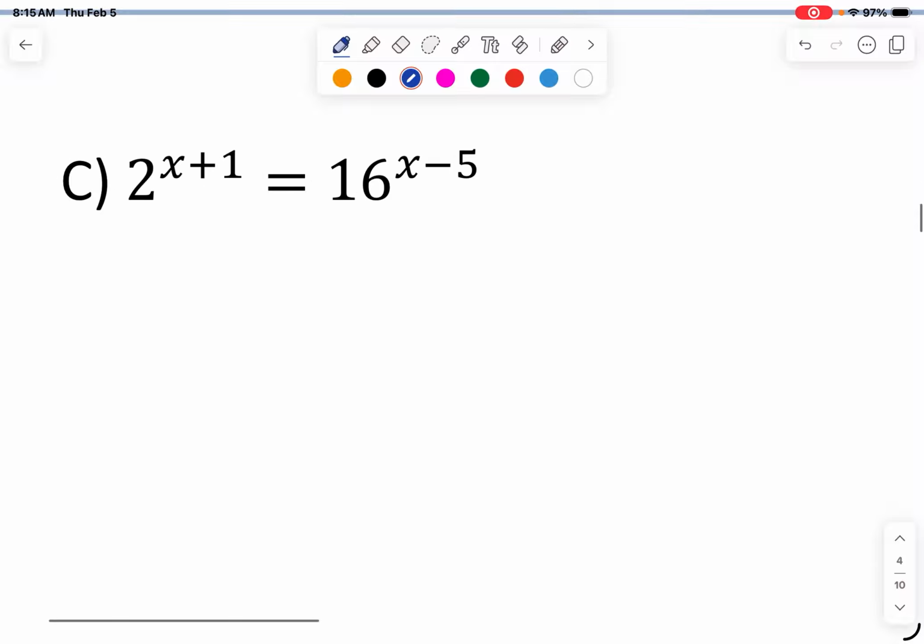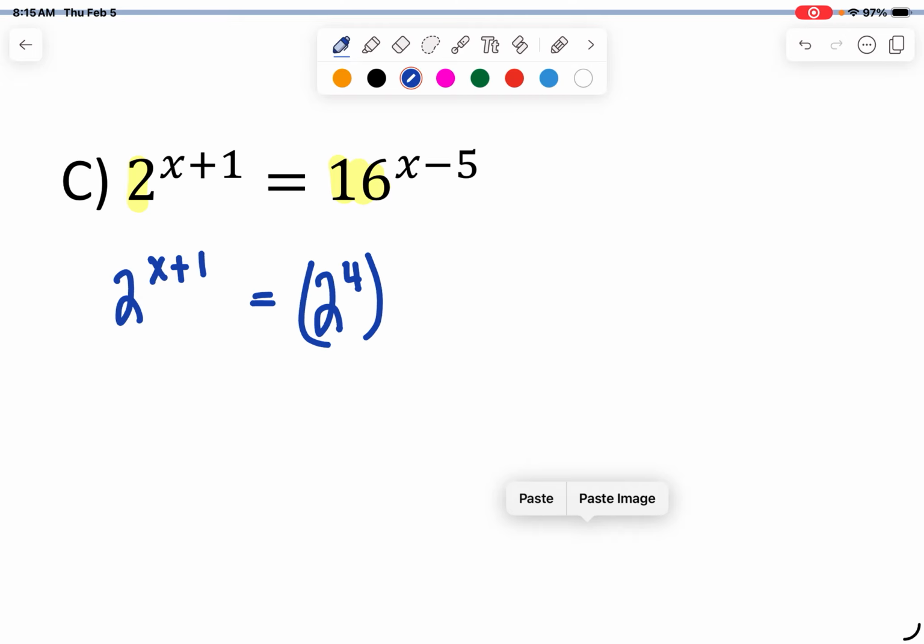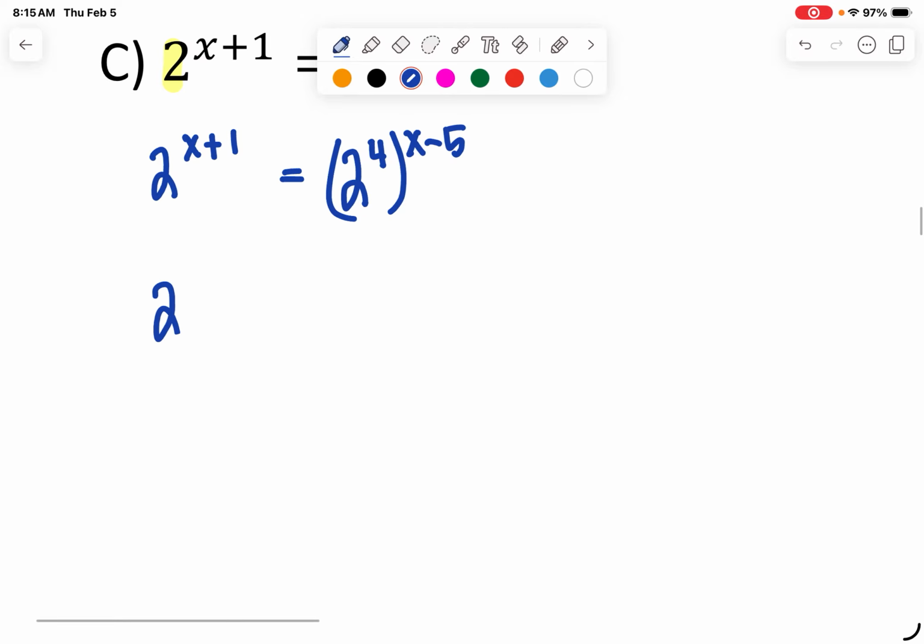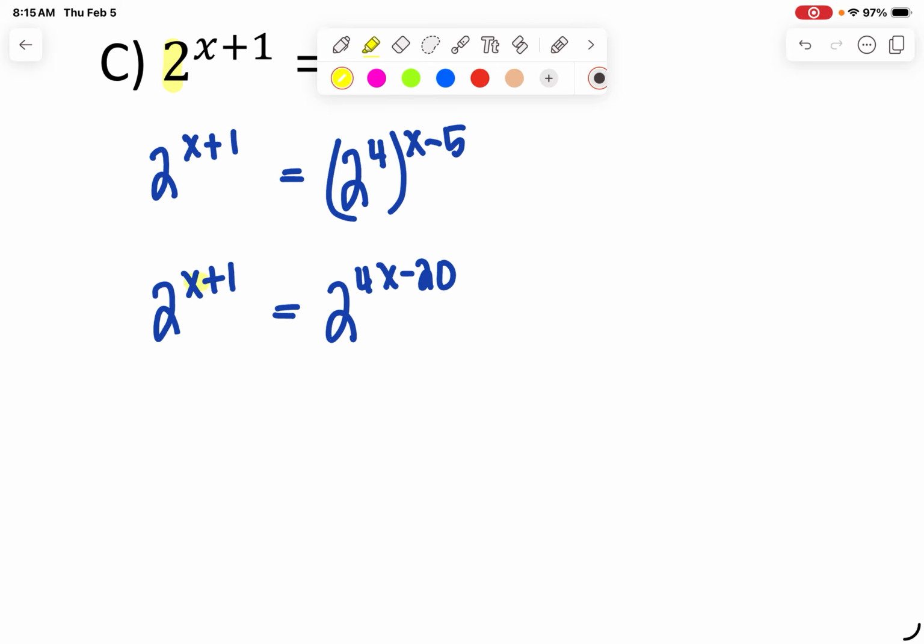Same idea, right? That's what this whole lesson is. So 2 and 16, if you look at those two, we can rewrite them to have the same base. This is 2 to the first power, so we're just going to leave it. And then 16 is 2 to the fourth power, right? And then that's x minus 5. So power to a power, keep your base, multiply your exponents. So that's 2 to the 4x minus 20. And now you can set your exponents equal to each other. So we have x plus 1 is equal to 4x minus 20.